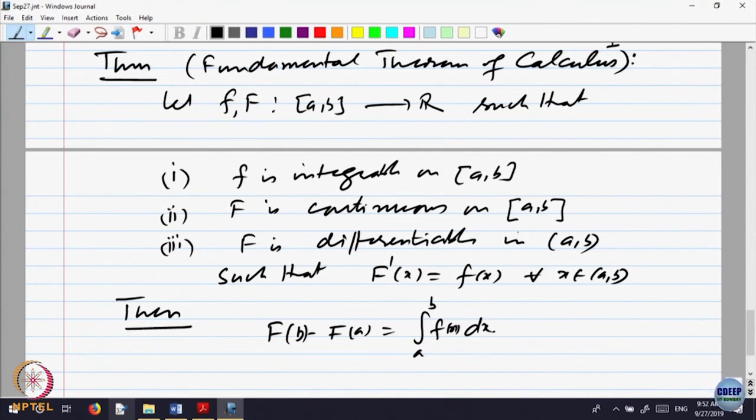At least it relates the derivative of differentiable functions with the integral. So, in that sense people started looking at derivative and integral as processes reverse of each other. There is a reason because of this theorem. But the importance of this theorem lies in the fact that it helps you to compute integrals, if you are able to recognize that small f is the derivative of a function capital F, then the integral is F of b minus F of a. So, let us prove this theorem, give a proof.